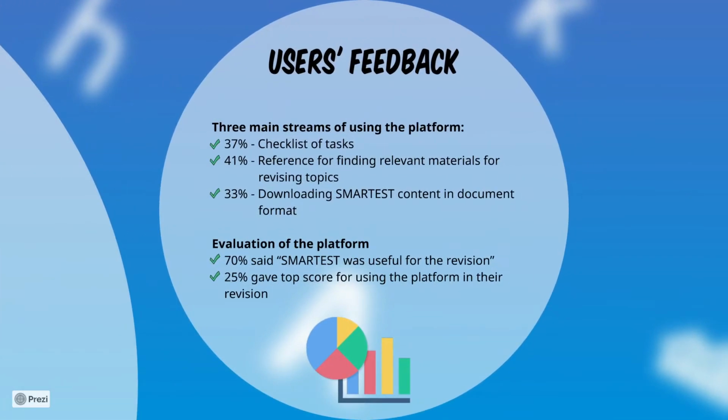Furthermore, we asked students what they used Smartest for, and here are the summary statistics. 37% said they used it as a checklist of tasks. 41% used it as a reference for finding relevant revision materials, and 33% used it for downloading Smartest content in document format. From an evaluation of the platform, we can see that 70% of students said that Smartest was a platform useful for revision, and 25% gave Smartest the top score.